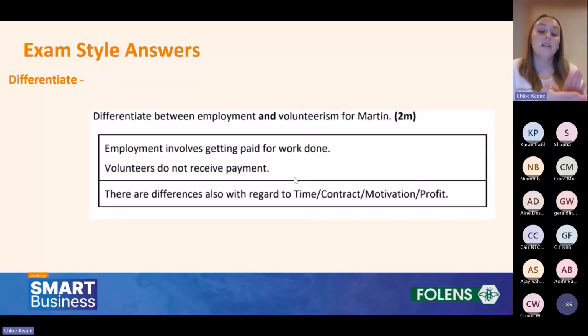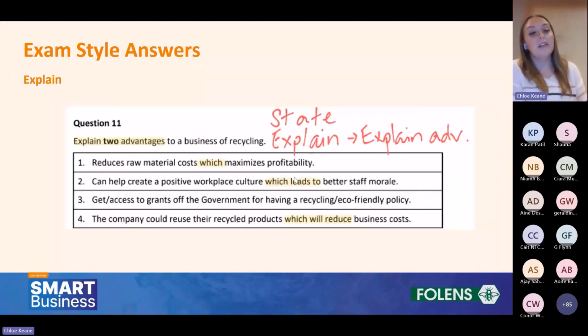And then I always give them a section at the end that says extra writing space, and I teach them how to use it: label the column with the question and the section that they're coming from, and then continue on their answer, so they don't lose out on marks. Explain is similar to outline, in that they state and explain the advantage if they can. You'll see the connectors the marking scheme uses are just "which" or "which leads to" or "which will". So, explain the advantages to a business of recycling. They have a lot of common knowledge with this, so it's just about building on their answers.